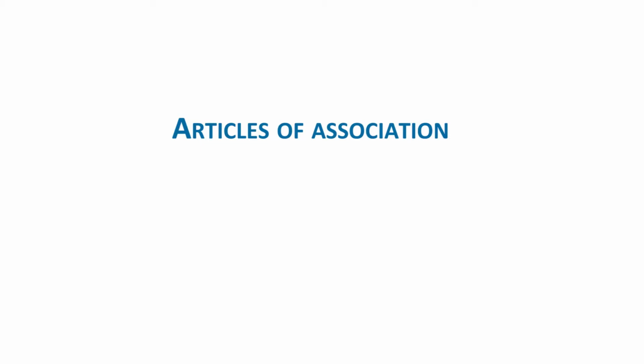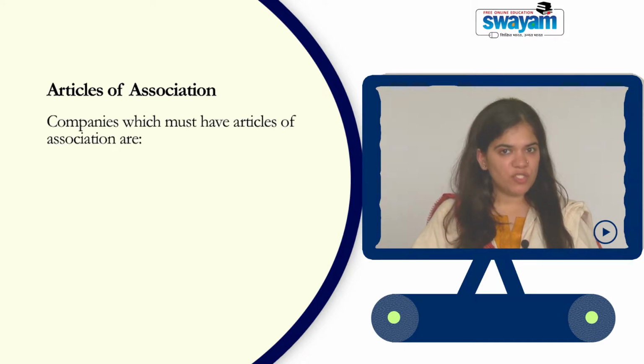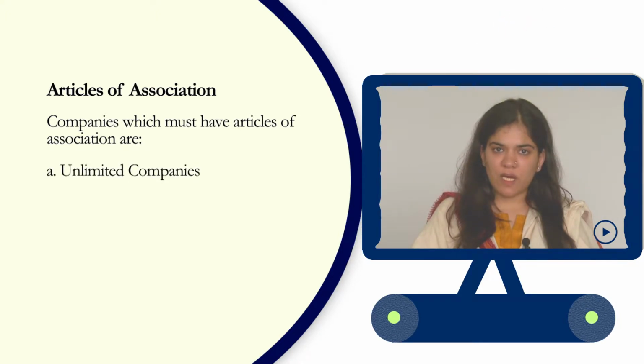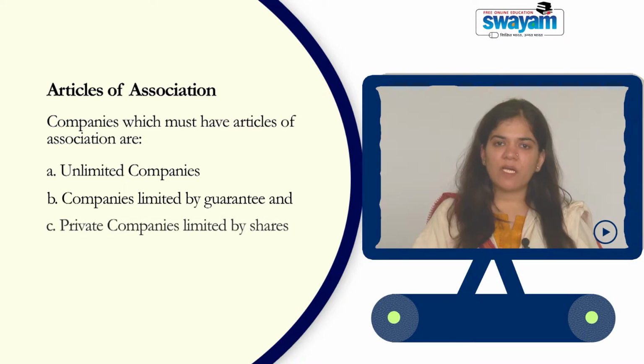Now we will discuss the Articles of Association. Articles of Association are the second document which has to be registered along with the Memorandum of Association of a company in case of some companies. Companies which must have Articles of Association are unlimited companies, companies limited by guarantee, and private companies limited by shares.